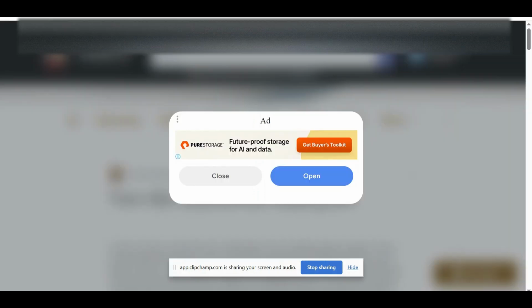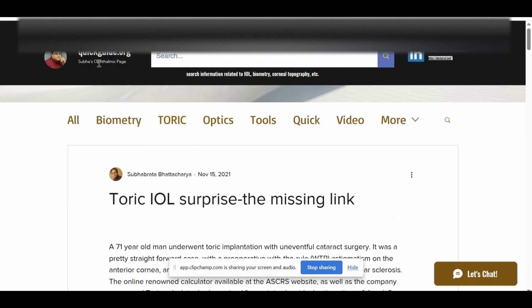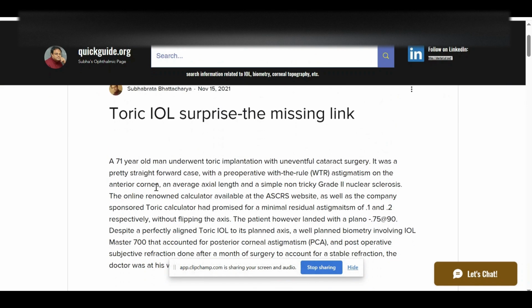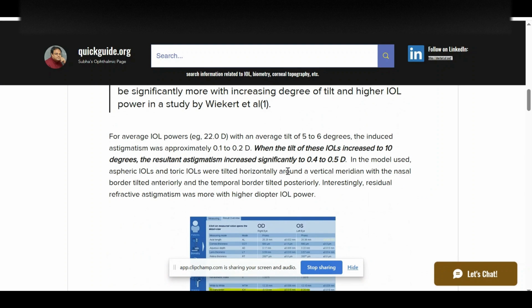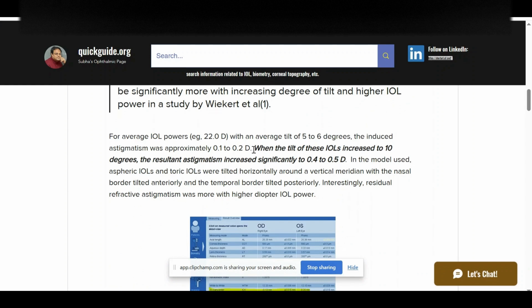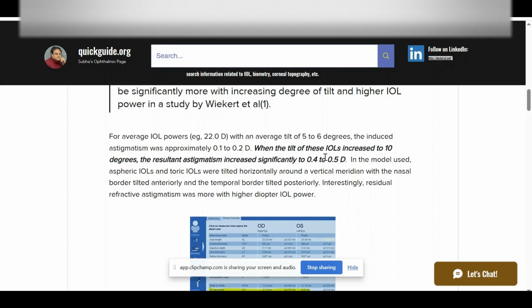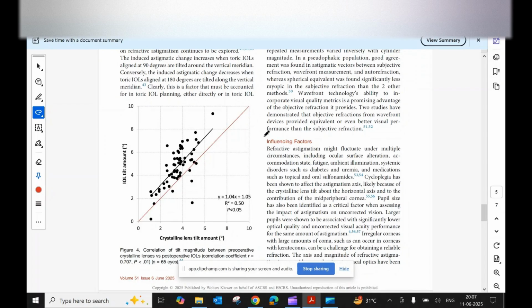This part I have covered in one of my articles in my blog quickguide.org, where I have talked about how lens tilt can significantly affect your refractive outcomes post toric implantation. In one of the studies, they have shown that when the IOL tilted more than 10 degrees, the resultant astigmatism increased significantly by 0.4 to 0.5 diopters. And some study has been done by Weikert and co-authors on this IOL tilt and its impact on astigmatism.